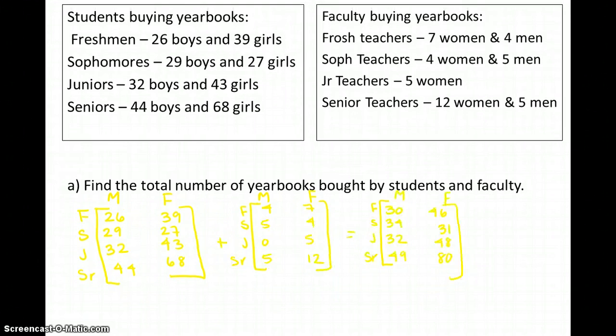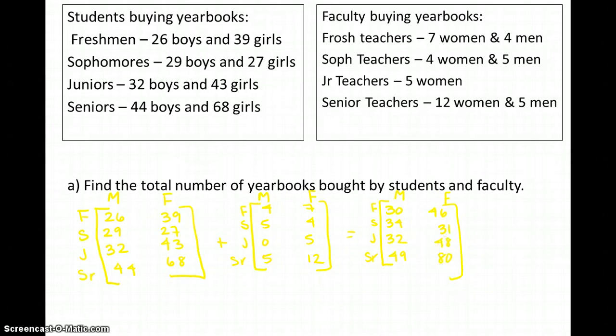If you've done your work correctly, your resulting matrix should be as follows. For males, 30, 34, 32, and 49. For females, 46, 31, 48, and 80.